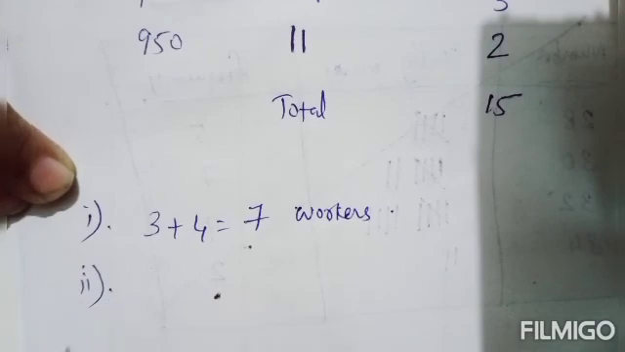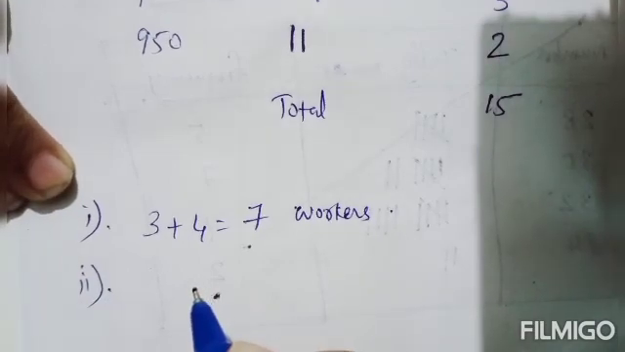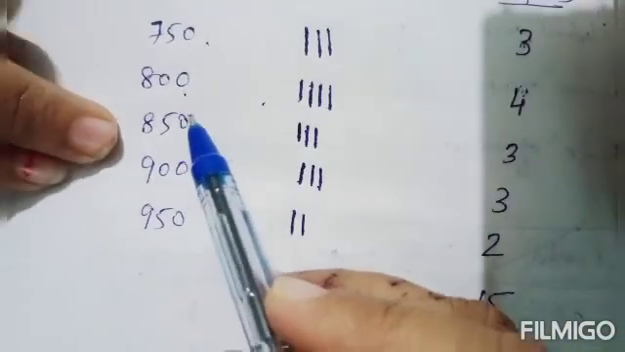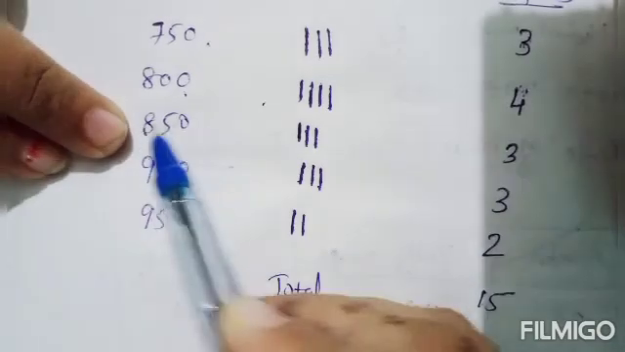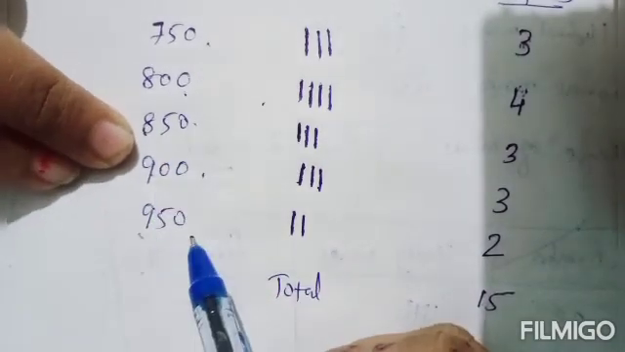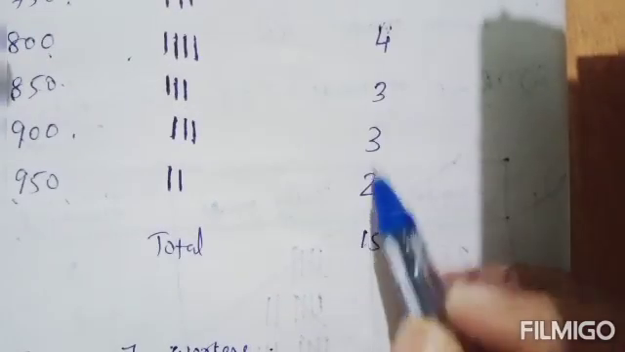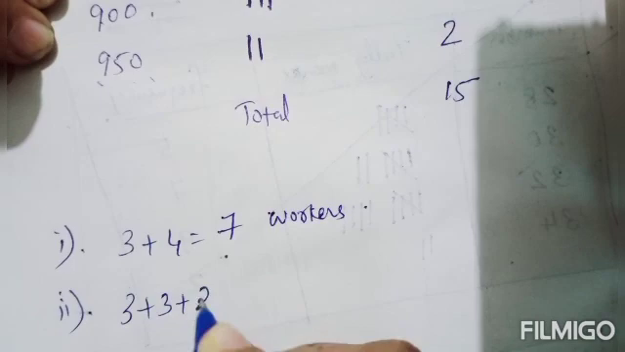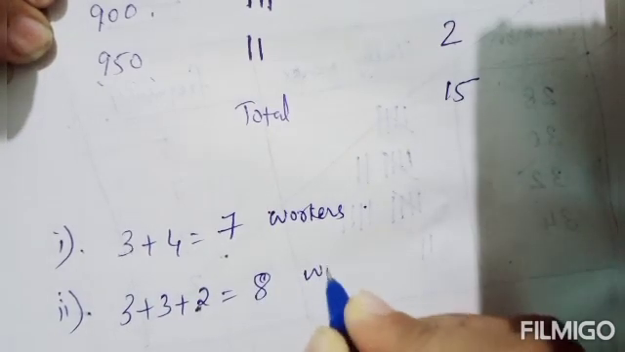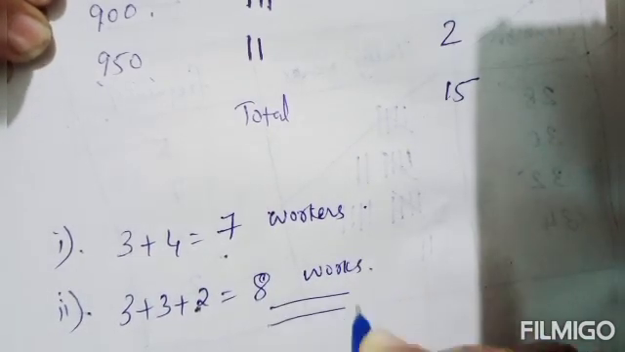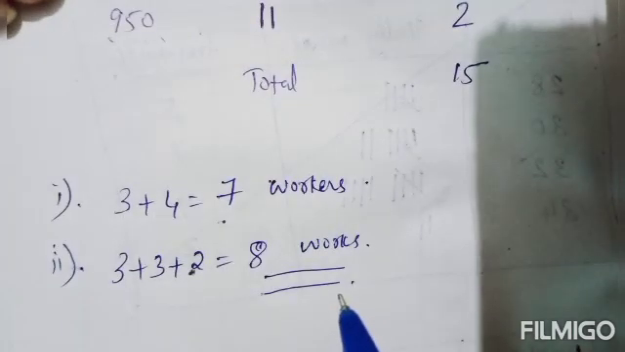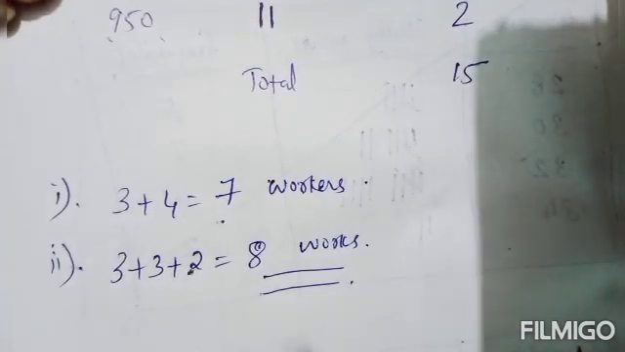Now the second one: how many workers are getting more than 800 per week? More than 800, what wages are given? 850, 900 and 950. These are more than 800. So you can add these frequencies, 3 plus 3 plus 2, you will get 8 workers. So 8 workers are getting more than rupees 800 per week.